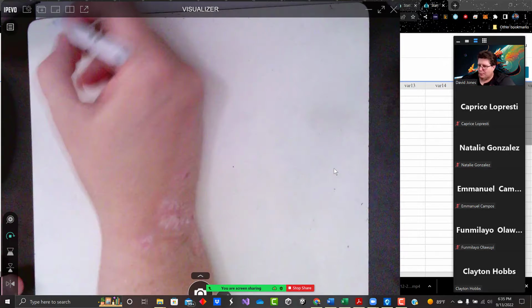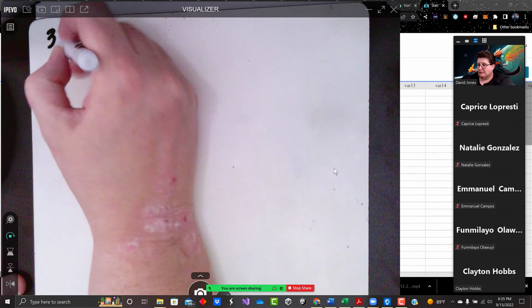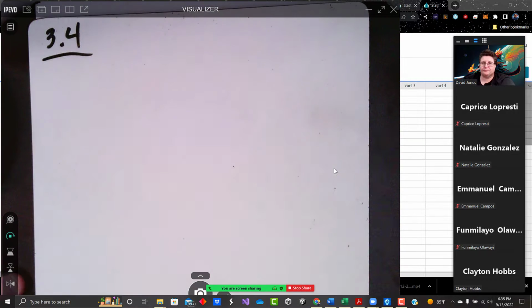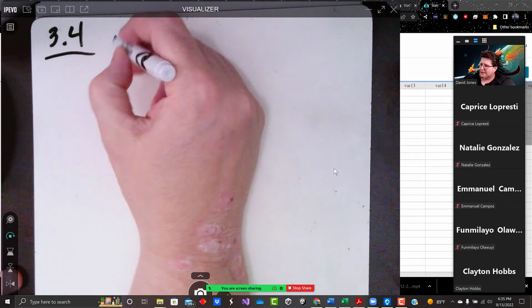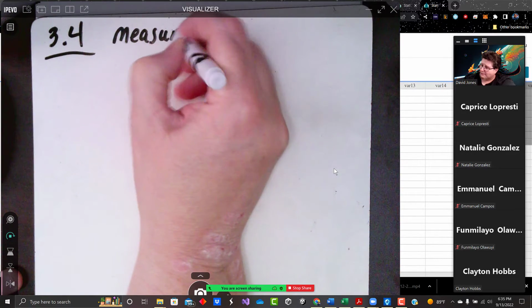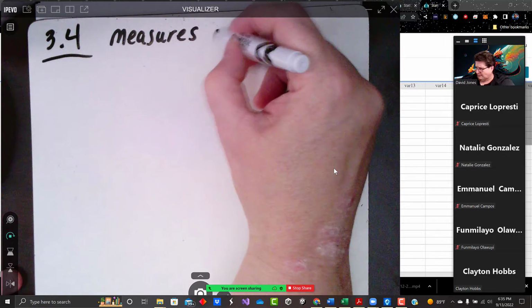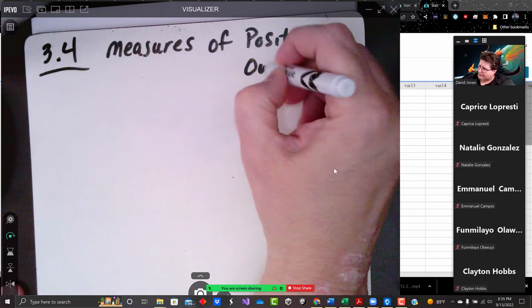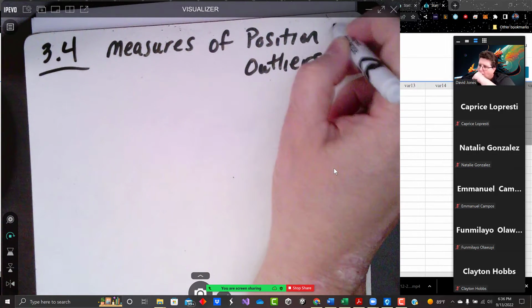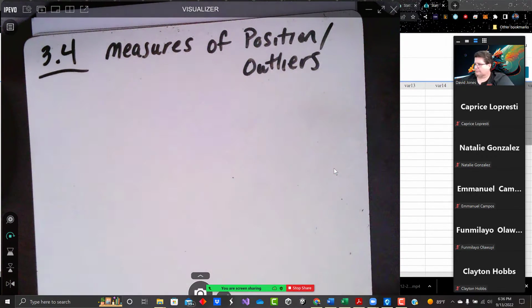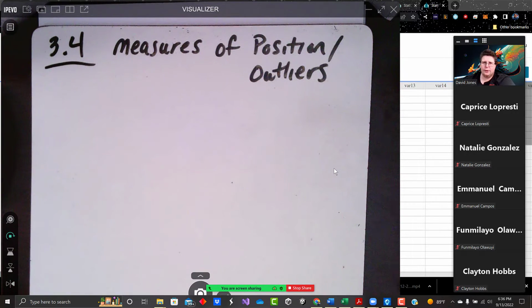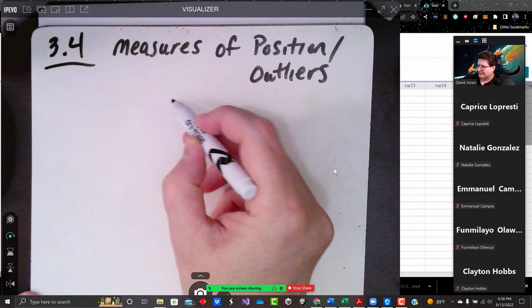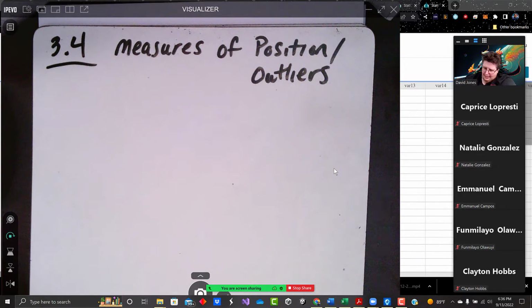Today we're doing 3.4 and 3.5. So we'll start with 3.4. 3.4 is on measures of position and outliers. So before we do that, well, part of it, let's talk about the empirical rule again.